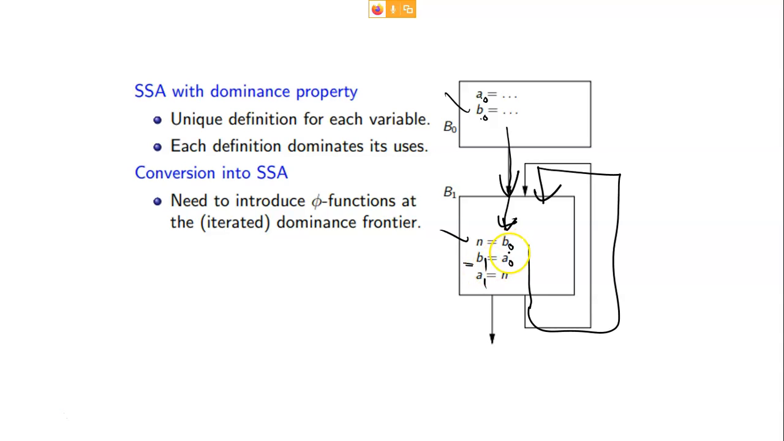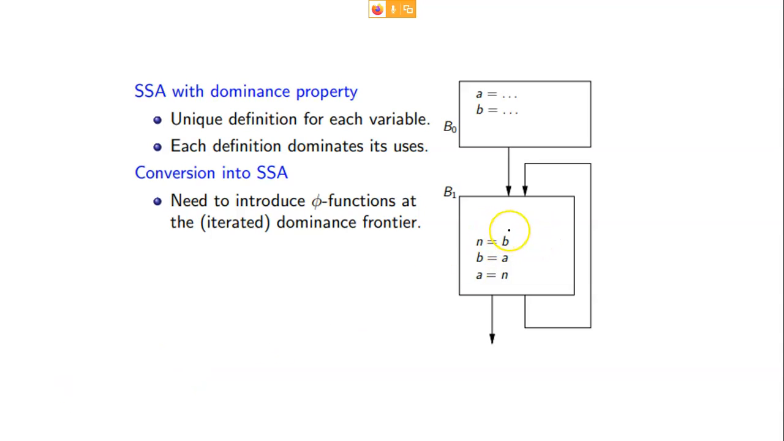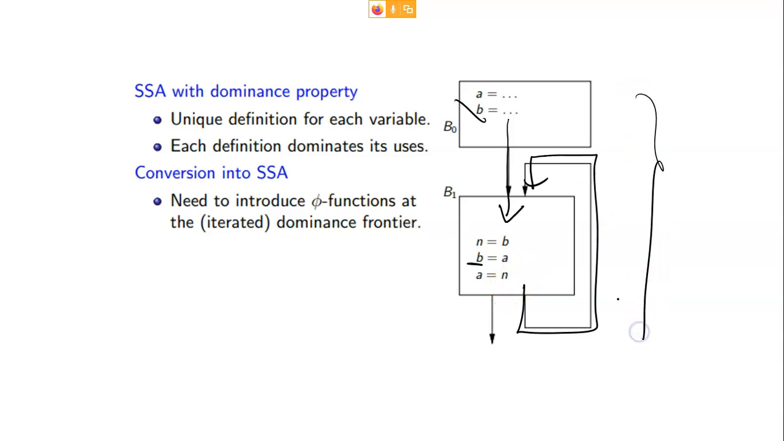So what to put here? Basically, this was the original program. When you come for the first time, n equal to B uses this B. But when you loop back like this, this B is a different B. So that is the issue here. Are you getting the point? So how to convert this program into SSA?